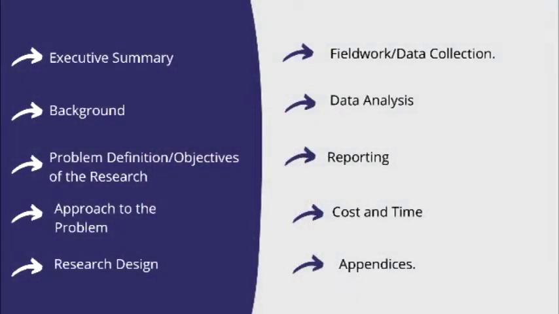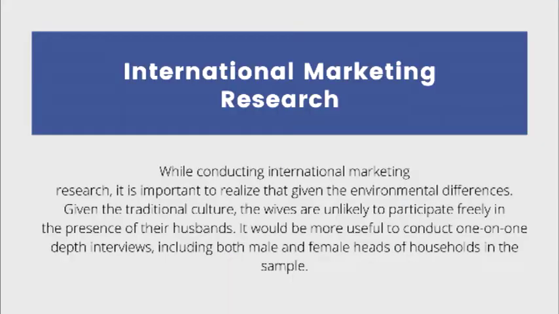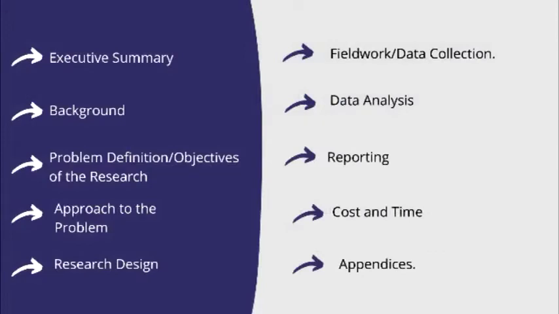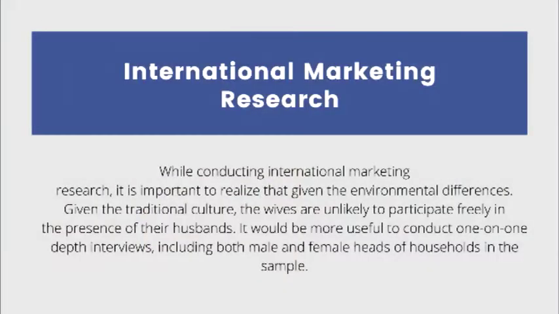Okay, you can see the following elements. 1. Executive summary. 2. Background. 3. Problem definition or objective of the research. 4. Approach to the problem. 5. Research design. 6. Field work or data collection. 7. Data analysis. 8. Reporting. 9. Cost and time. And last, appendices.